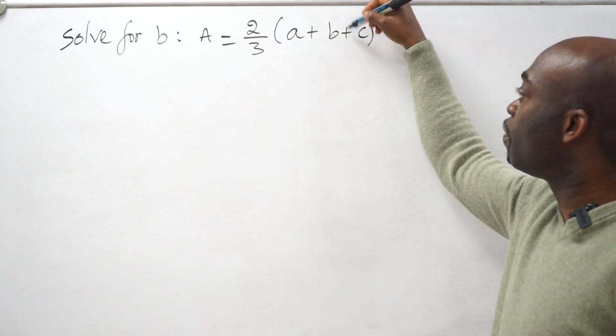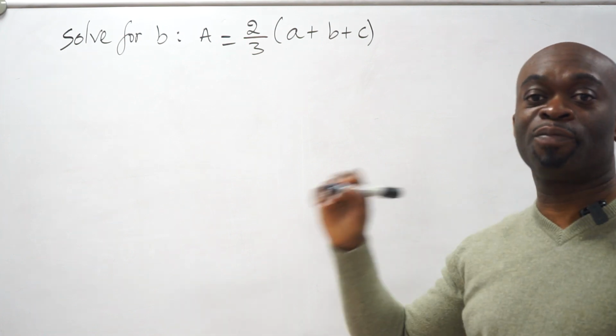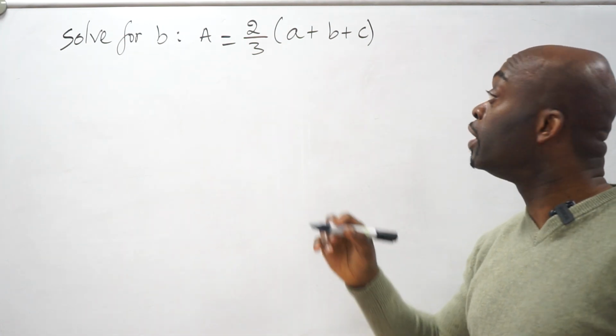And what are we solving for? B. So what are we going to do first? The best thing to do all the time when you have problems like this is remove the parentheses. That's the first thing you have to do. So let's go for it.